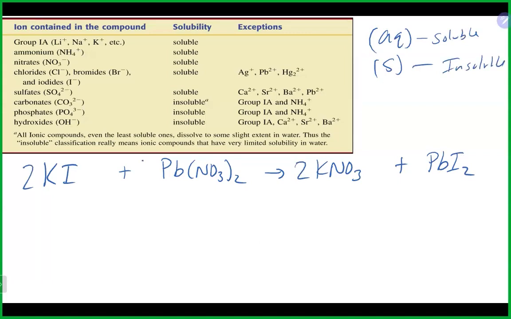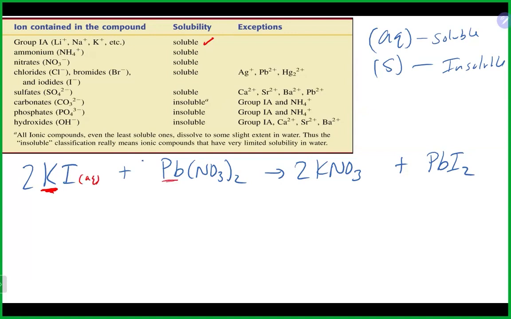Again, like I said, you may not be able to find both things on the table, but you should at least be able to find one of them. So here's potassium, which is group 1 on the periodic table. That is right here. That is soluble pretty much in everything. Because it's soluble in everything, there are no exceptions. That's as far as you need to look. That is going to be aqueous. That will be a solution because it has potassium in it.